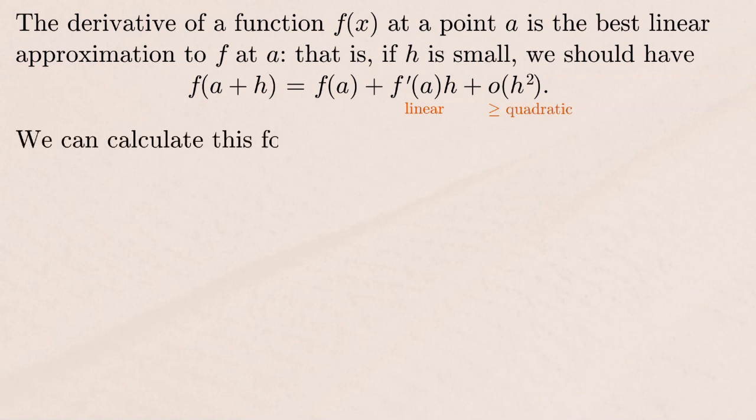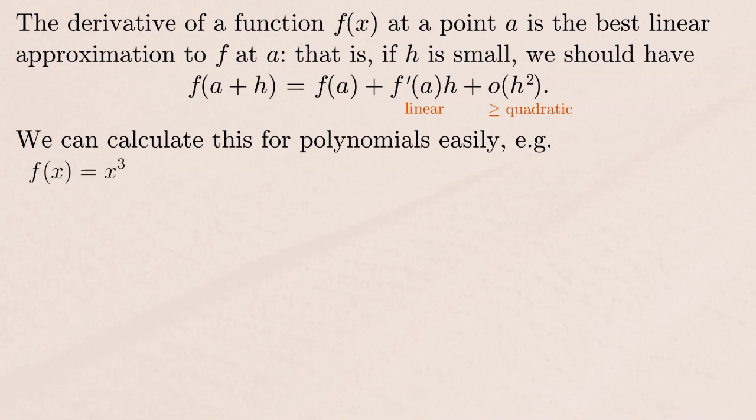We can calculate this for polynomials easily. For example, if f of x is x cubed, then we can calculate f of x plus h. That's just x plus h cubed, which we can expand out as x cubed plus 3x squared h plus 3xh squared plus h cubed. That's x cubed plus a linear term plus some quadratic and higher terms.